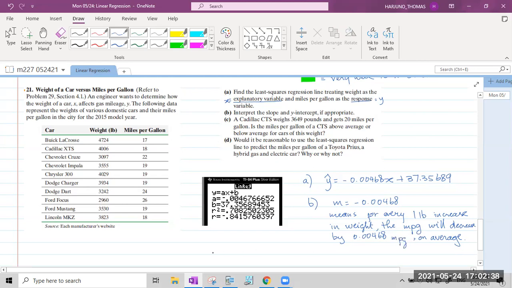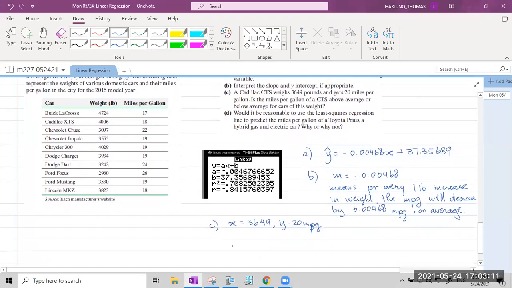Now, part C, a Cadillac CTS. Do we have that here? No. The X is 3649, and it gets 20 miles per gallon. Is the miles per gallon of a CTS above average or below average for cars of this weight?